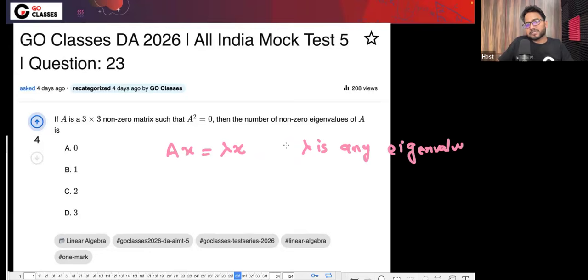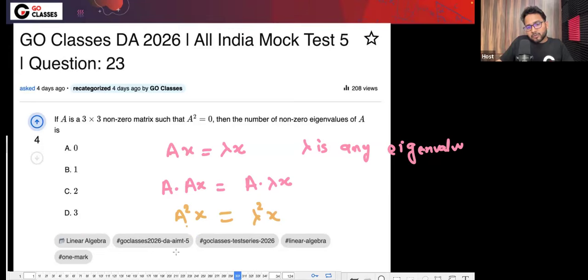You can take any eigenvalue, and the corresponding eigenvector will satisfy this, right? Now, if you multiply A on both sides, then it will be A into Ax equal to A into lambda x. So the left hand side will be A square x, and the right hand side will be lambda into Ax. Lambda into Ax is again lambda x, so it will be lambda square x.